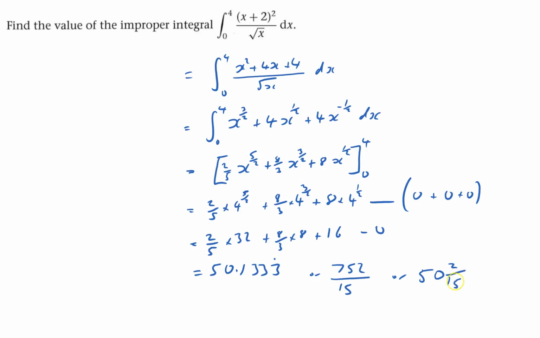It's probably best to give it as a fraction, because that way we know it's exact. If you do write it as a decimal, you must make sure it's recurring, but the fraction is probably the best answer. It's done.